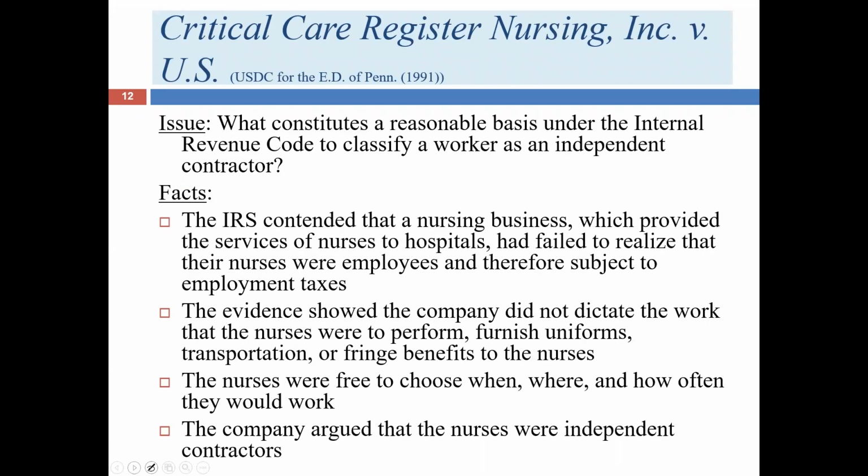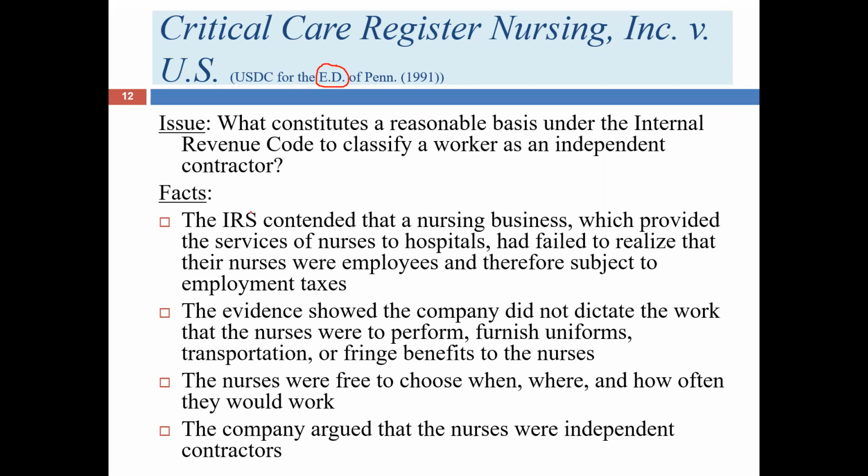This is another example case that we're going to look at. You don't need to know it. As you can see, it's just from a district court, so just from a trial court, not something to be overly focused on in terms of an important precedent, but I think it's a good example. So the issue this case is looking at is what constitutes a reasonable basis under the IRS code to classify a worker as an independent contractor. So we're looking at the IRS rule, which is certainly relevant to how the Wage and Hour Administration might consider some of these issues.